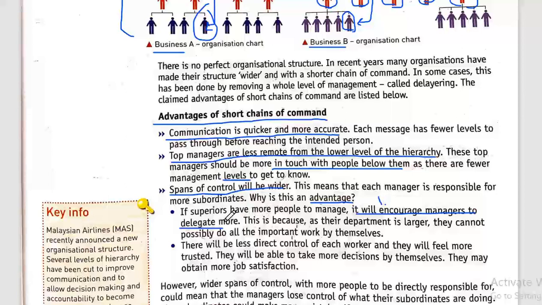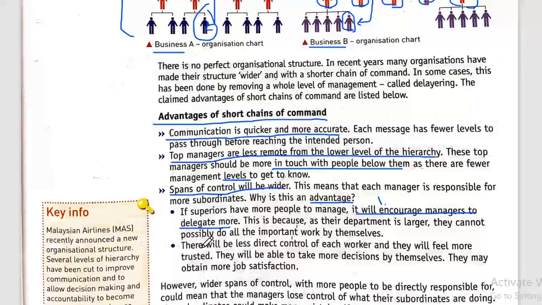I'm going to explain what delegation means later in this video. This is because as their department is larger, they cannot possibly do all the important work by themselves. When I have a lot of people to control, a lot of subordinates, I have to, as a manager, delegate. So it's going to encourage delegation.